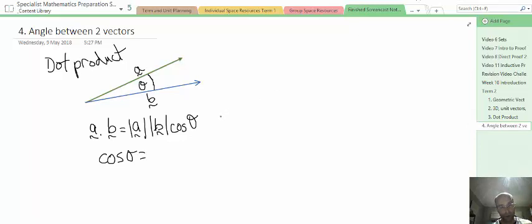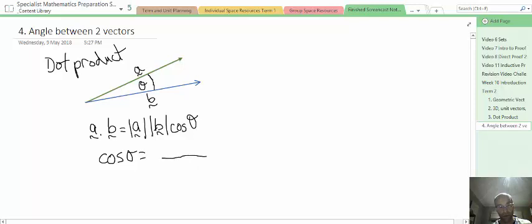However, if we were given the dot product and the magnitudes of each of the vectors, we could then find the angle between them. And this is what we do. So isolating cos theta first, we look at what we have to do to rearrange the equation. And that's all this is, a simple rearrangement.